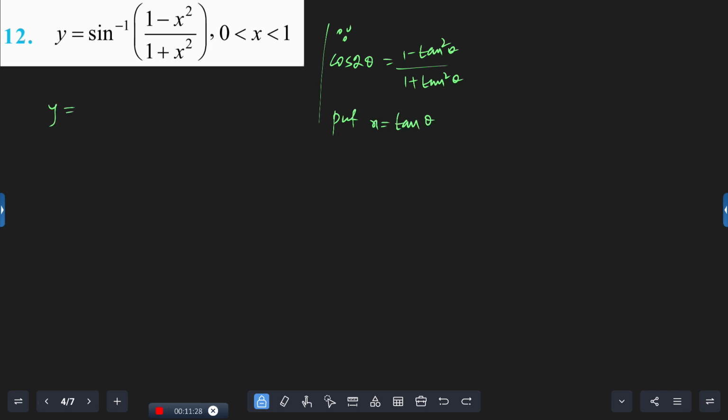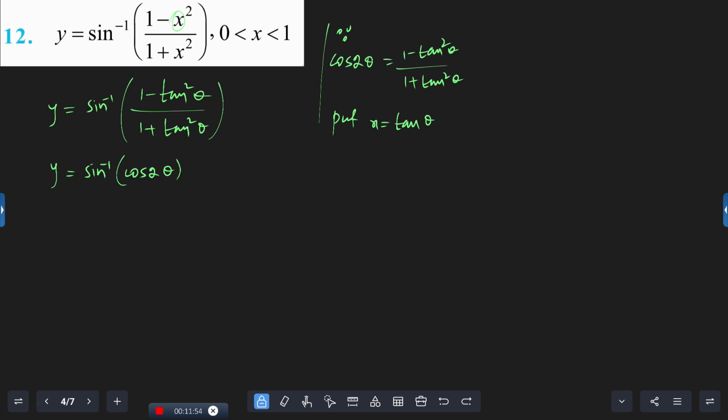Then replace y is equal to sin inverse of 1 minus tan square theta divided by 1 plus tan square theta. This x we assumed as tan, so I am replacing it as tan. After I assumed it, what did it become inside the bracket? It looks like the cos 2 theta formula. So cos 2 theta you can write.